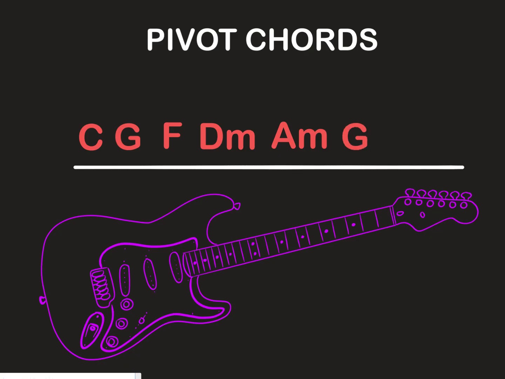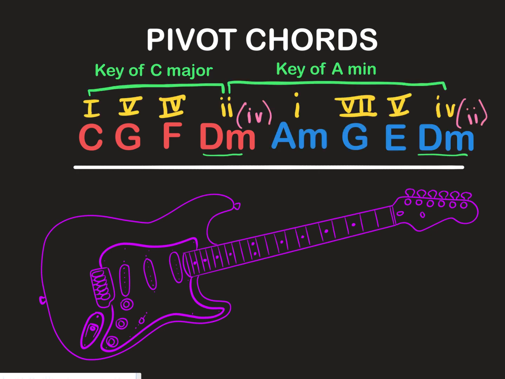E, D minor. This can also be interpreted as the 2 chord in the key of C major, if returning. D minor here acts as a pivot chord, functioning as the 2 chord in C major and the 4 chord in A minor. This allows a smooth transition into A minor, where A becomes the new tonic. I hope this has been helpful for you, and I'll see you next time.